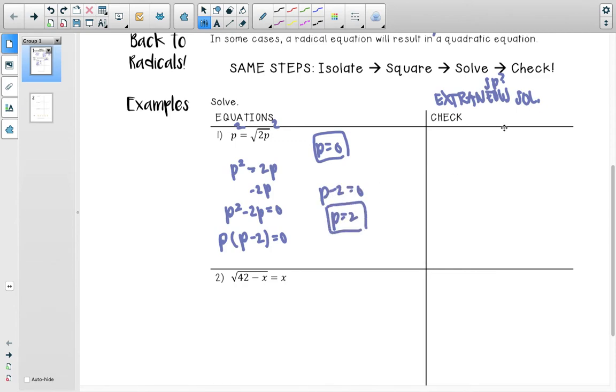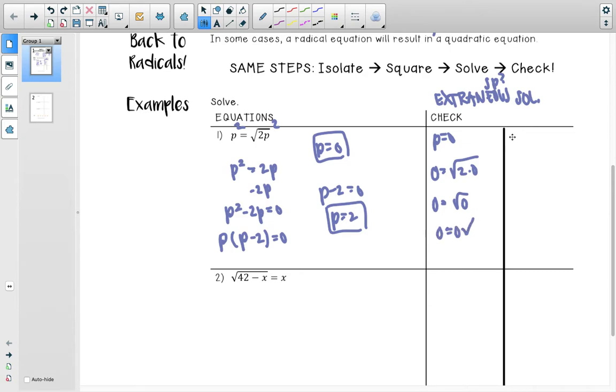And so here's the issue though. You have to check 2 answers. So we're going to do this real quick. I'm going to just make a line to separate some of my work. Okay, so first we're going to check 0, so p equaling 0. We always plug it into the original. So it'll be 0 equals the square root of 2 times 0. Well, we know 0 times anything is 0, and the square root of 0 is 0.